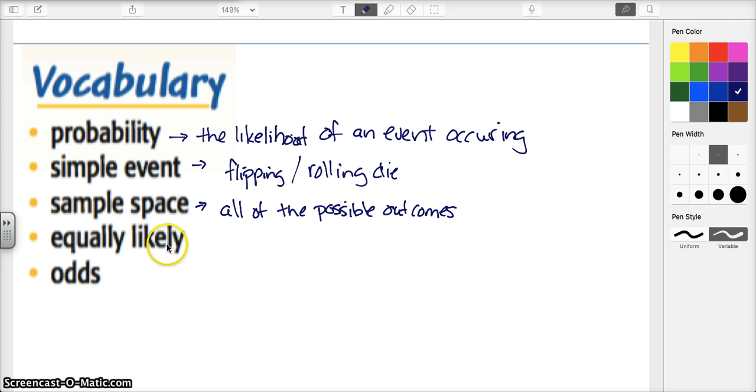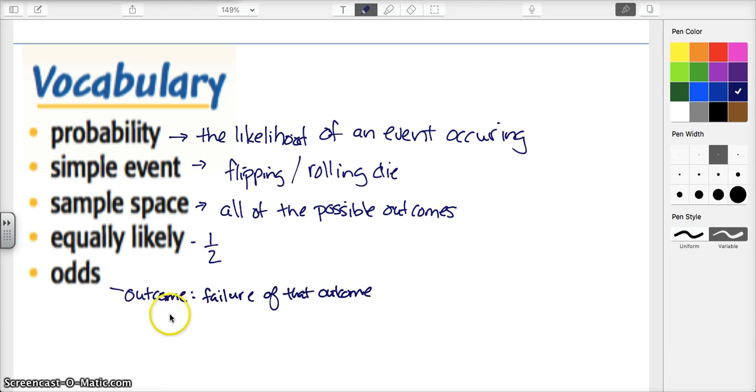And when we talk about equally likely, it's the idea that the probability of something happening is basically 50-50. I'm equally likely to go to the store as I am to go to the library. So the probability of it happening is 1 out of 2. Odds refers to the ratio of something happening to something not happening. So basically the outcome versus the failure of the outcome.